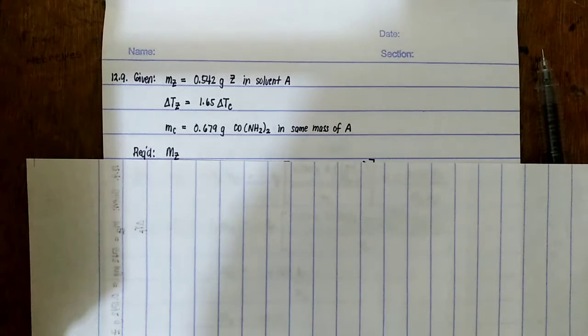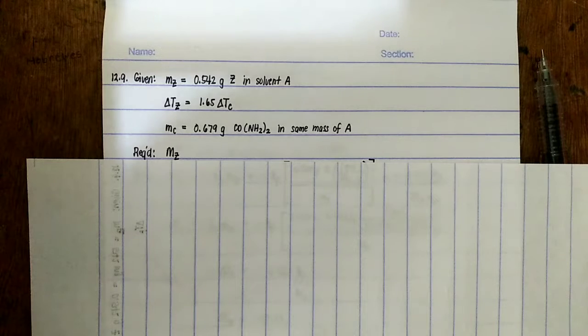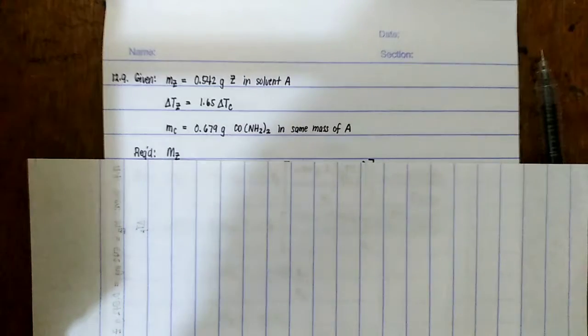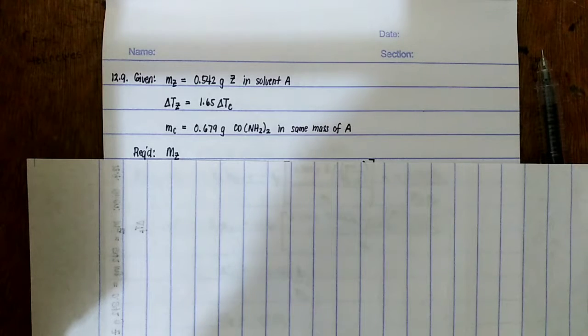If we now try to compare the freezing point depression of Z to the freezing point depression when 679 milligrams of urea, CO(NH2)2, is dissolved in the same mass of the solvent A, we find that the freezing point depression of Z is 1.65 times the depression observed for the urea. We are now supposed to compute the molar mass of Z.